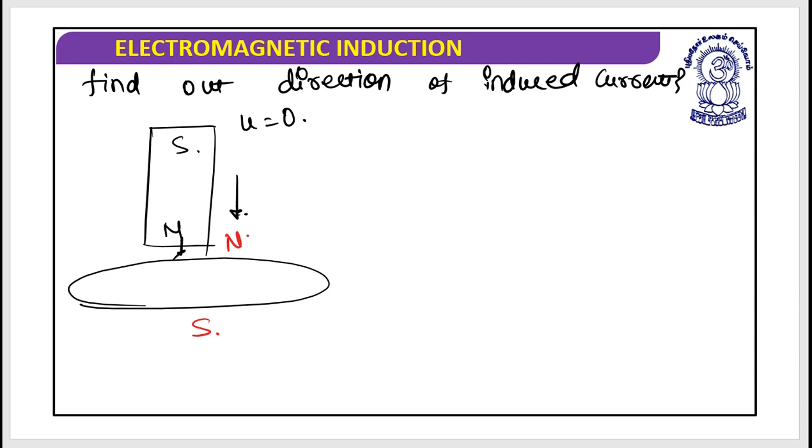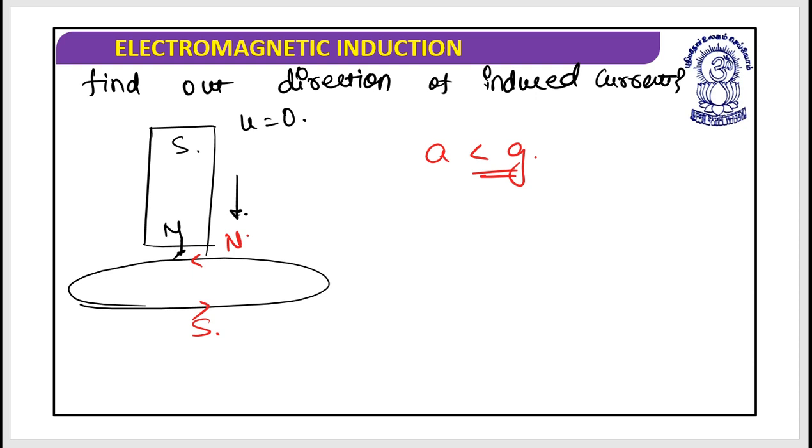So to create a north pole on the upper side of the loop, the current will be something like this. It is in this direction. I hope this is clear. And again, in this situation, a would be less than g. Yes, that's it. You did it. Great job.